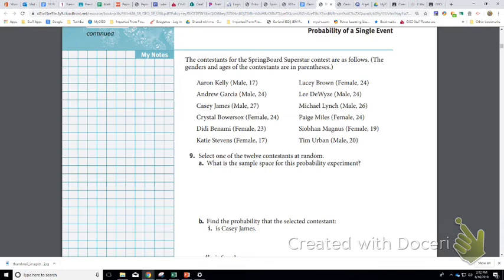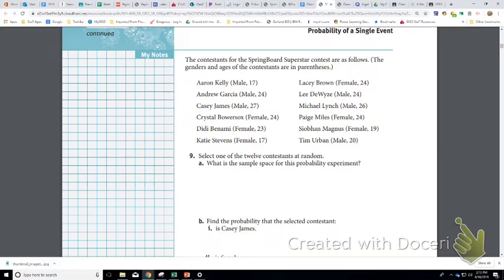Okay, now what we have is the contestants for the Springboard Superstar Contest. I'm sure that's what you all want to be, right? Do you want to be contestants for the Springboard Superstar? No. All right. Okay, so now you're going to be doing the same thing, but you have a different set of data.